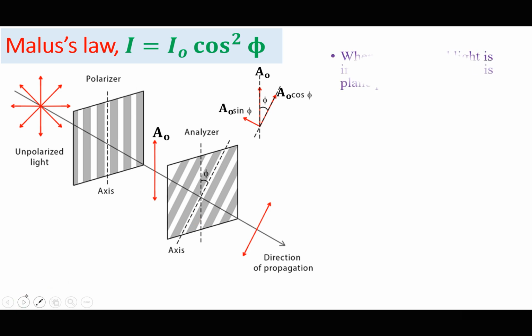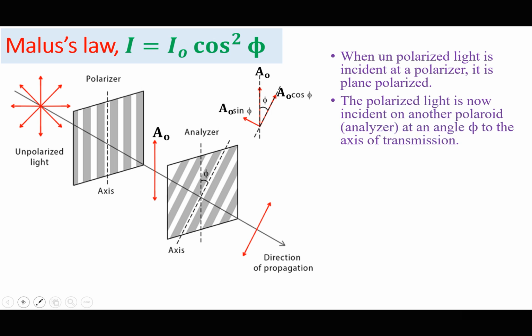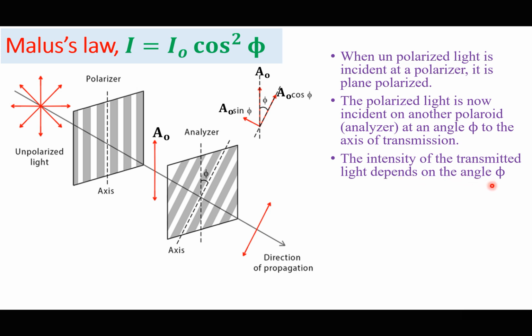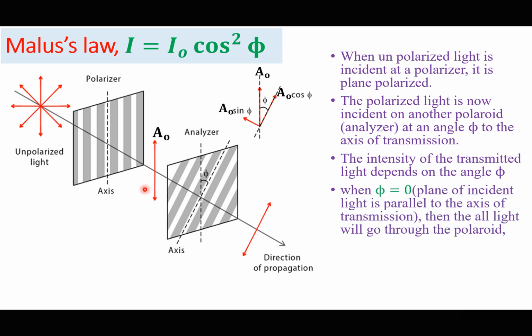So when unpolarized light is incident on a polarizer, it is going to be plane polarized. So we have seen plane polarized light here. The polarized light is now incident on another polaroid, which we call the analyzer, at an angle phi to the axis of transmission. So now the axis of transmission has been rotated through an angle phi from the vertical. Like I have said, the intensity of the transmitted light depends on this angle phi. And when phi is 0, of course, the whole intensity goes through.